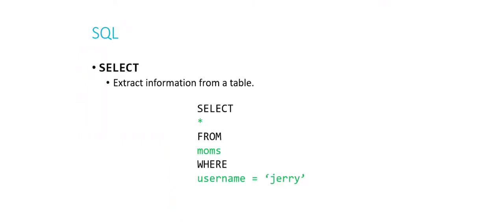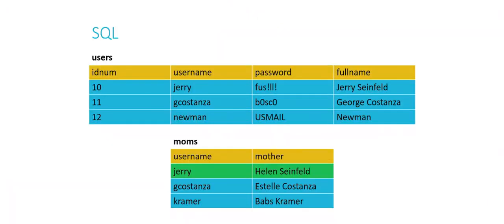There's one other thing we can do with the select query, and that's select star. Select star from moms where username equals Jerry. Star is just shorthand for every column. So instead of having to specify username, mother, the 2 columns here, or if I was using the users table, having to specify ID num, username, password, full name, I can just say select star. Give me everything in that row. And if I select star from moms where username equals Jerry, I am given this set of information back.